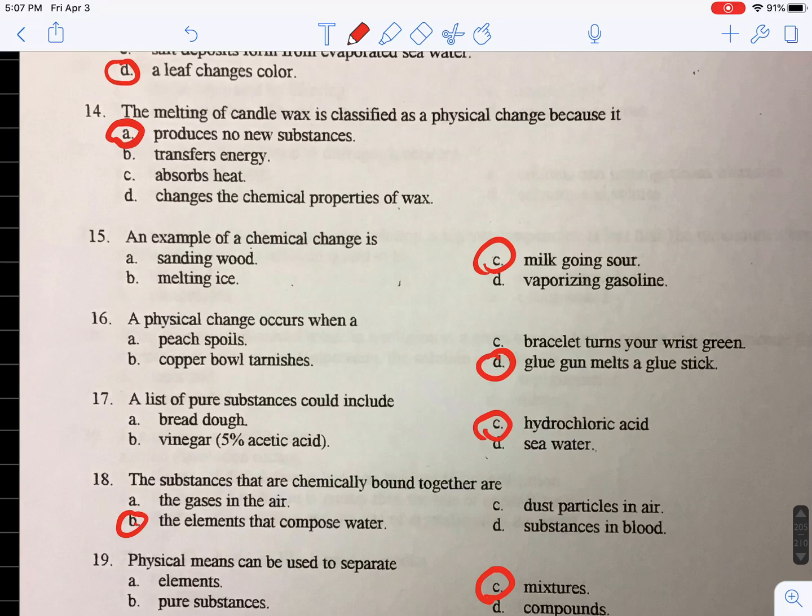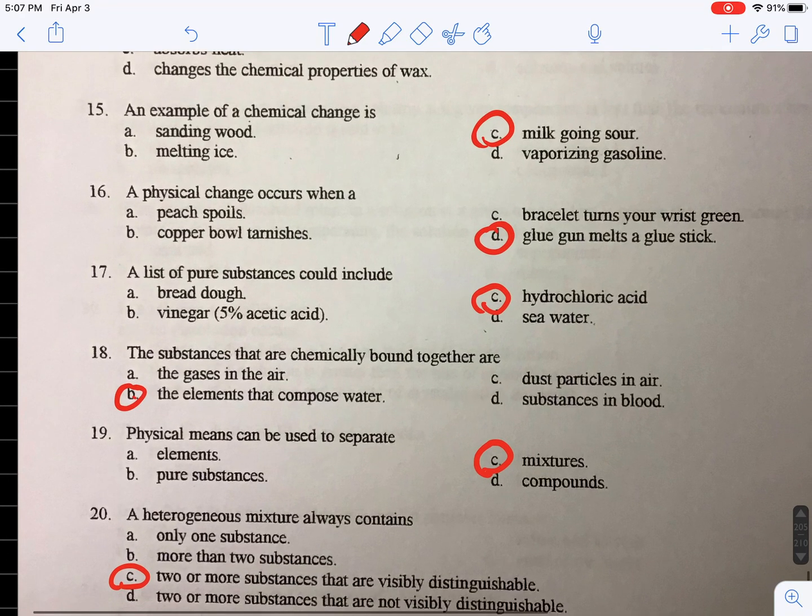Number 14, melting candle is considered physical because you're taking solid paraffin and you're changing it into liquid. So we're not producing any new substances. Number 15, an example of a chemical change would be milk souring, and that was actually one of the examples that I gave you. Sanding wood just changes what's on the surface, changes the nature of the surface, but it's still wood. Melting ice, still water. We're just changing it from solid to liquid. And vaporizing gasoline means you're changing it from a liquid to a gas, but it's still gasoline.